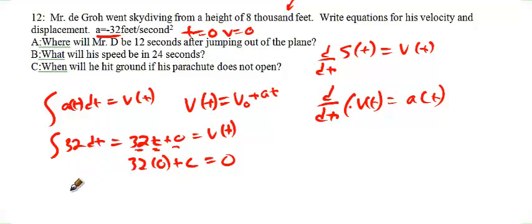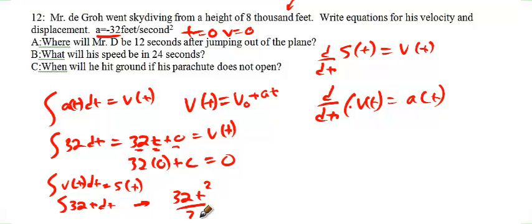All right, if I want to go to displacement, the antiderivative of velocity is my displacement. And again, this could be d of t, this could be s of t, this could be x of t. It really just depends on what you're talking about, but this is our displacement. So the antiderivative of our velocity, which is 32t dt, becomes 32t squared over 2 plus c, or 16t squared.